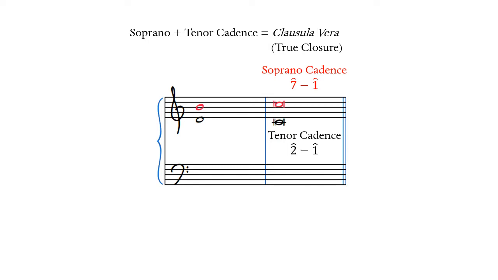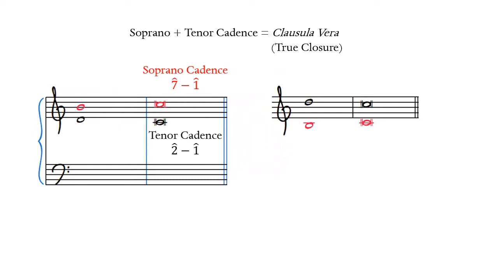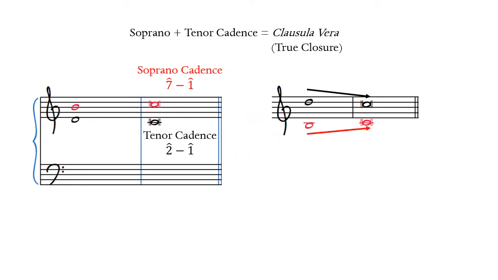I should mention that just because we call these the soprano and tenor cadences does not mean that they must only occur in the soprano and tenor voices. Sopranos can perform a tenor cadence, and tenors can perform a soprano cadence. Calling them the soprano and tenor cadences is a little more memorable than calling them just the 7-1 and 2-1 cadences, since they most often and most idiomatically occur in the voices after which they are named.